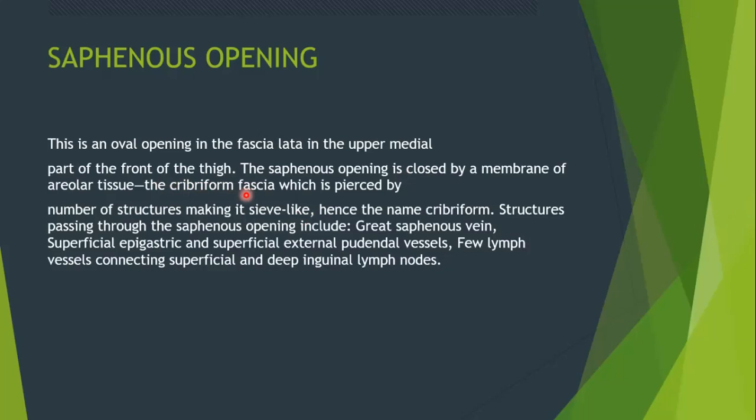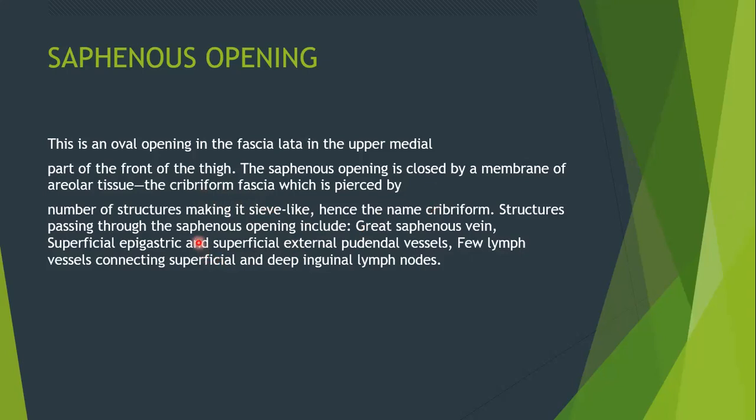Cribriform, you meet it elsewhere, like in the skull, where we have a bone which is known as the ethmoid bone, which has perforations which allow the olfactory nerves to pass from the nose into the cranial cavity. So it has those piercings. It is called the cribriform plate. Though this is the cribriform fascia, cribriform means sieve-like.